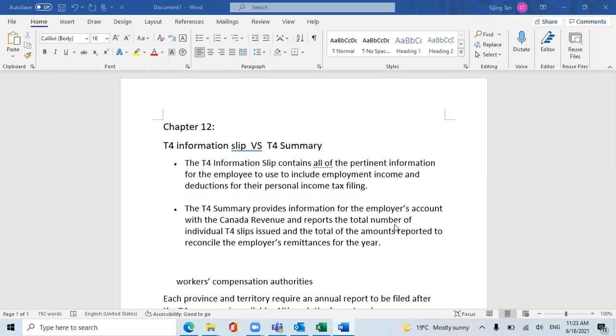Hi, so we're now in chapter 12. It's talking about year-end payroll reporting. In this chapter, you should get yourself familiar with the T4 slips and the T4 summary. You should also understand the requirements from the CRA.